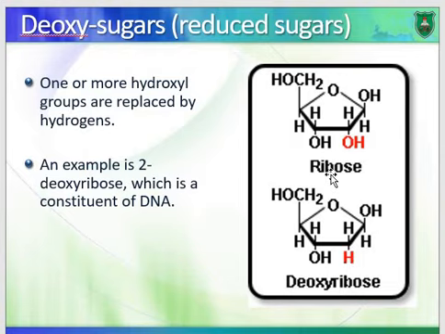The ribose, on the other hand, is present in the RNA structure. Okay, so this is present in the RNA, and this one, the deoxyribose, is present in the DNA, and the deoxyribose is a reduced sugar by removing this OH group.